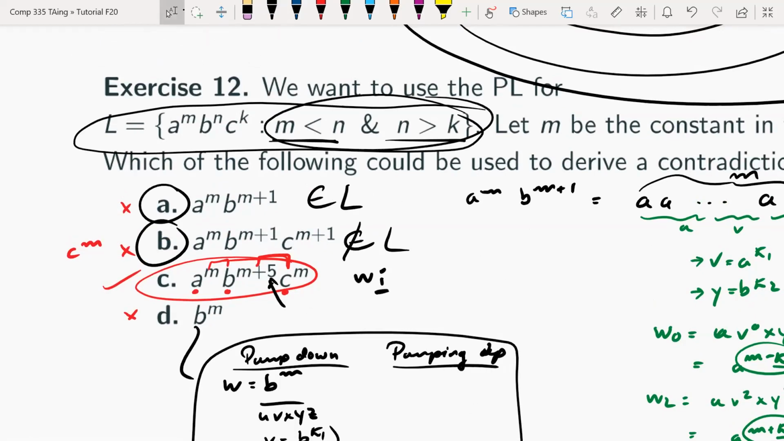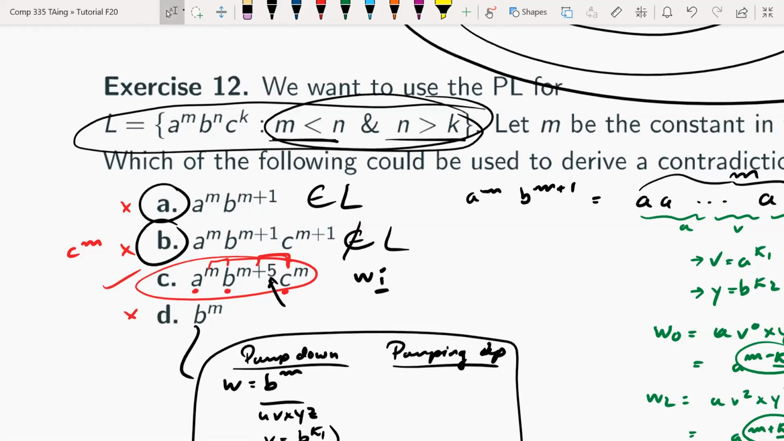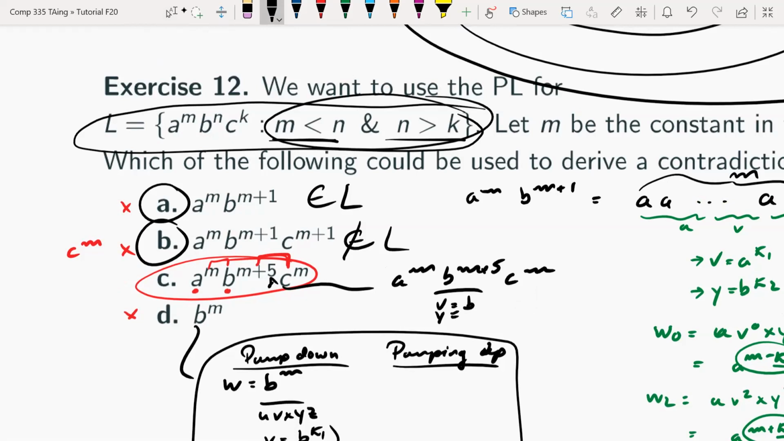No, that's very fair. That's a good point. Yeah, so the point is that if you have A^M, B^(M+5), C^M, and you just have V and Y within the B's, then your opponent could be very nasty and say V and Y could just be B^1, let's say, and then you couldn't pump down more than once, right? So I'm afraid even this case would not work.